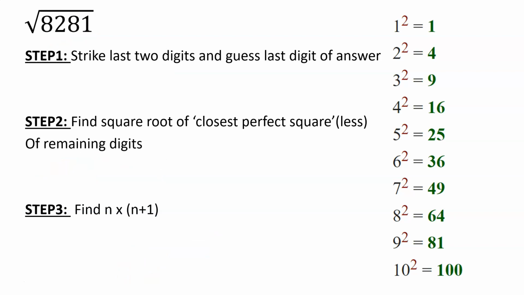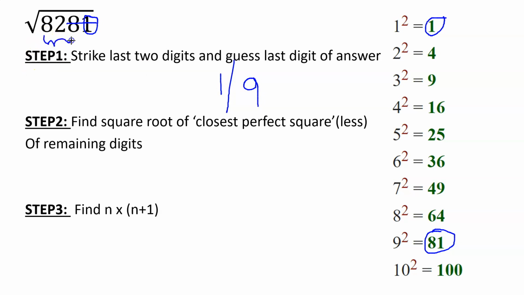Now we will find the square root of 8281. Step 1 is strike the last 2 digits. Unit digit is a 1. From the squares table, unit digit is a 1 in 2 rows, row 1 and row 9. So there are two possibilities. The last digit of the solution can be a 1 or a 9. It's a guess. We don't know exactly which one.